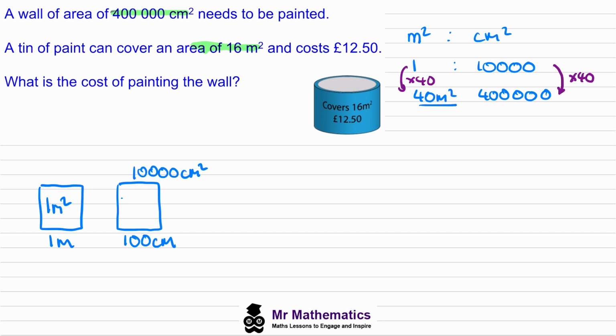And we're told that a tin of paint can cover 16 meters squared. So the number of tins of paint that we need would be 40 divided by 16. And this works out as 2.5. But the problem is we can't buy 2.5 tins. We have to buy 3 tins. So we need 3 lots of £12.50, which works out as £37.50.